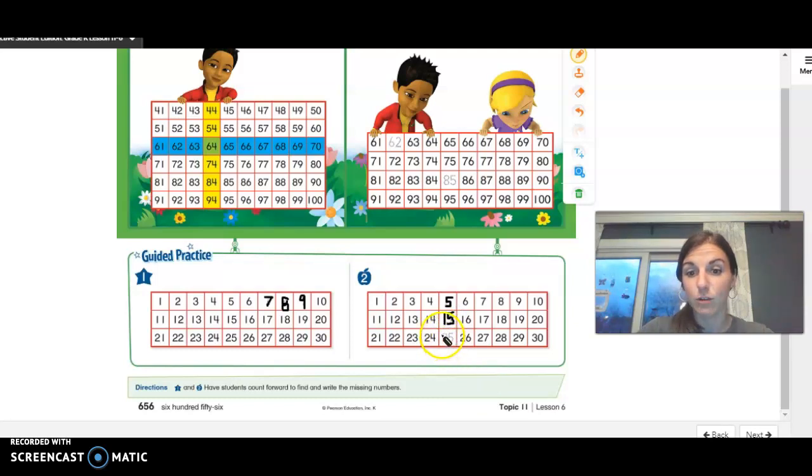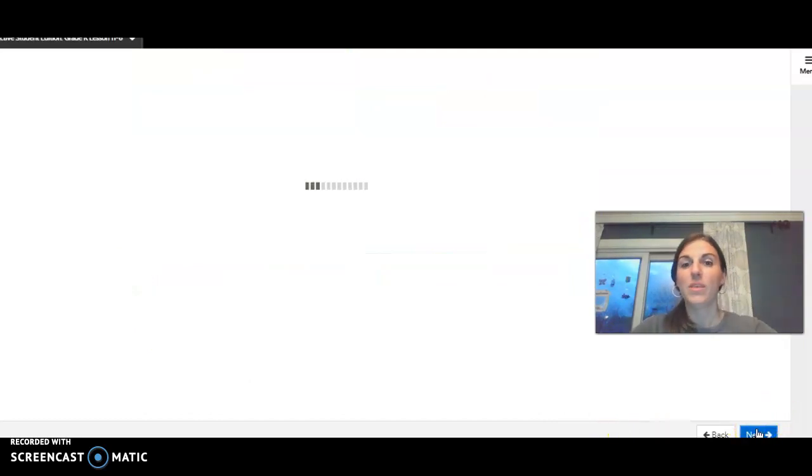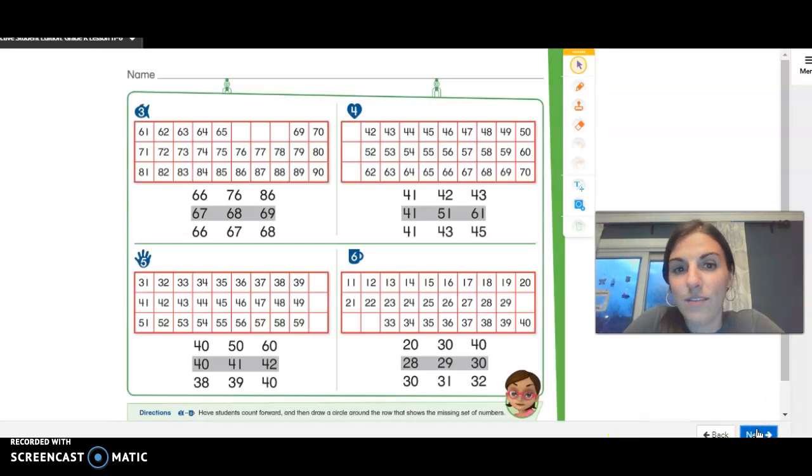And the next one's going to end with a 5, right? Except here there's 0 groups of 10, 1 group of 10, and here's going to be 2 groups of 10. So it becomes 5, 15, 25. Nice job.